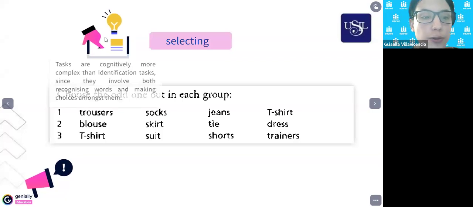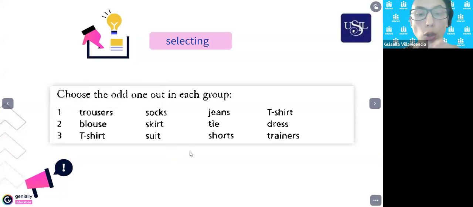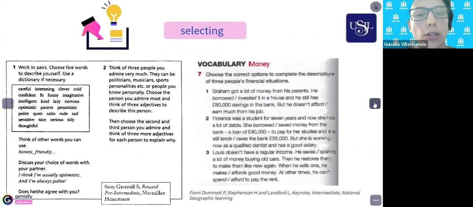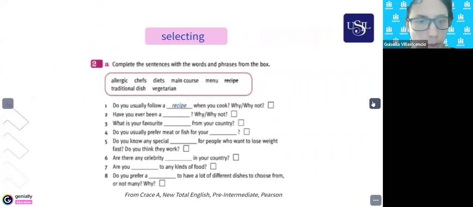So we have to keep in mind tasks that are cognitively more complex than identification tasks, since they involve both recognizing words and making choices among them. So this is a bit more difficult, right? Selecting is a bit more difficult. This is another example of selecting. Other example, these activities, guys, are from books, from course books that already exist. Selecting, typical on course books.